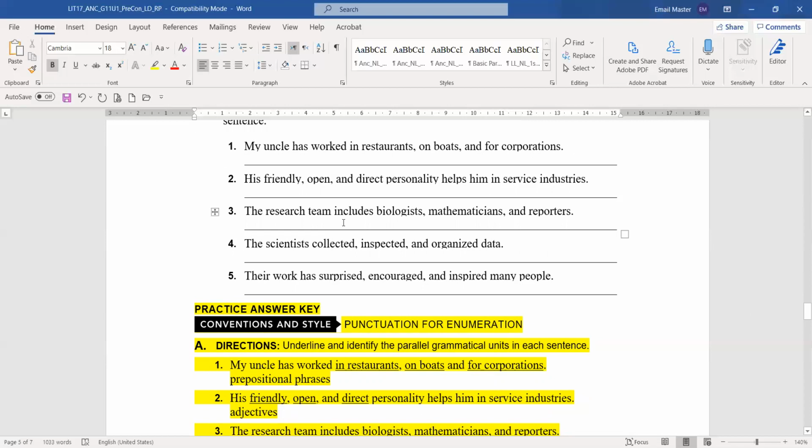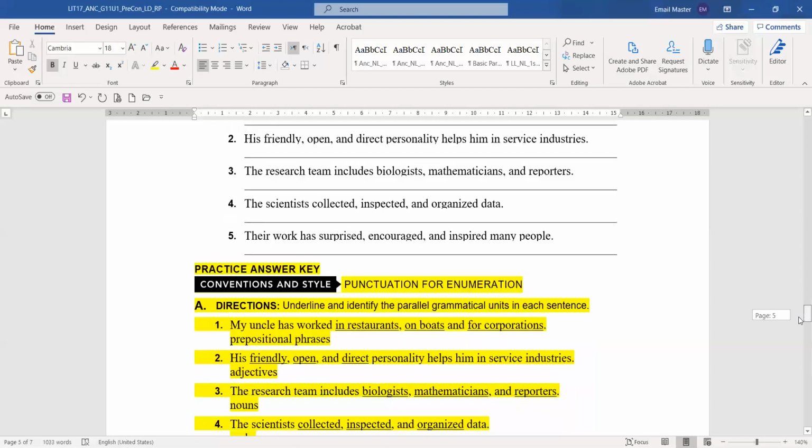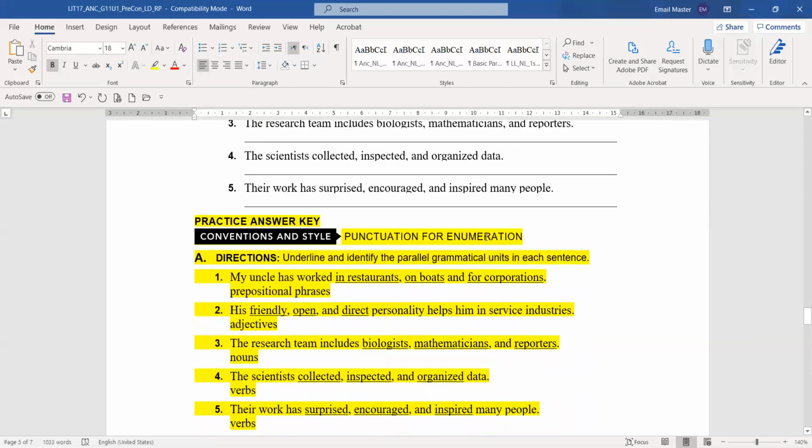Here, the research team includes biologists, mathematicians, and reporters. So basically, biologists, mathematicians, and reporters, they are nouns. The scientists collected, inspected, and organized data. Collected, inspected, and organized, they are verbs. Their work has surprised, encouraged, and inspired many people. Surprised, encouraged, and inspired, they are verbs.